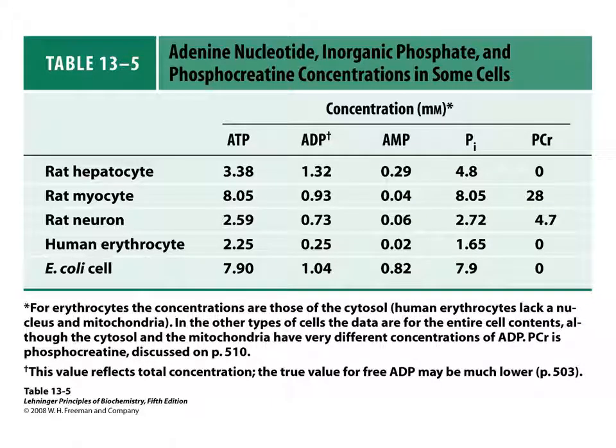Now let's attempt to solve a problem, or determine the delta GP for human erythrocytes. The information that we need from here, obviously, is the concentration of ATP, concentration of ADP, and concentration of phosphate. Let me open up a blank page here and do these calculations. Now, let's solve this problem.